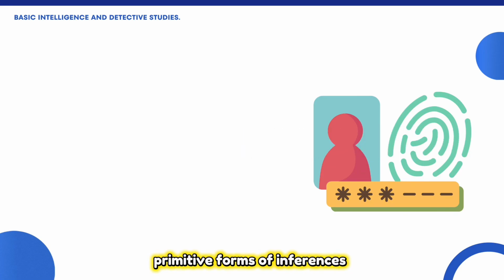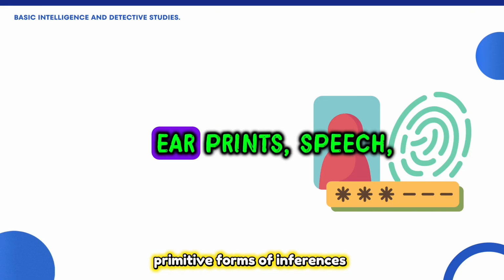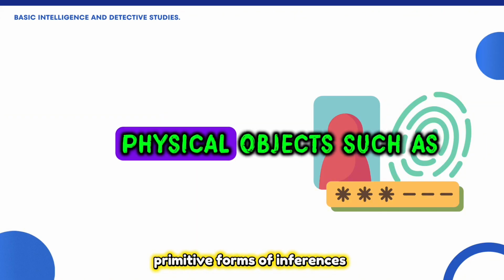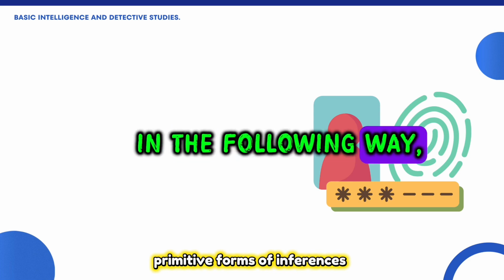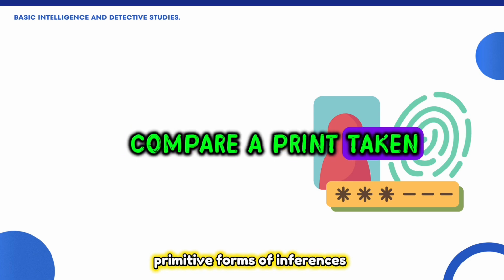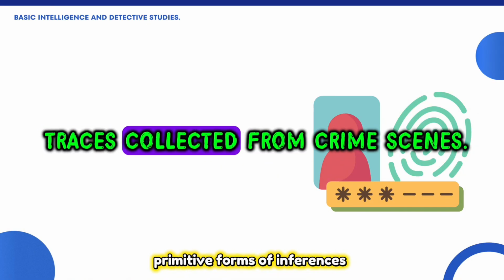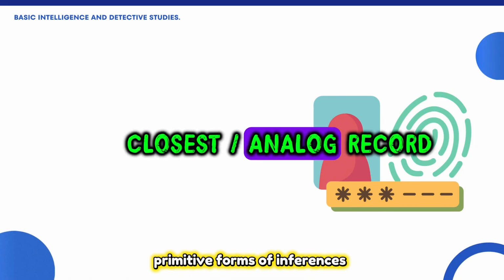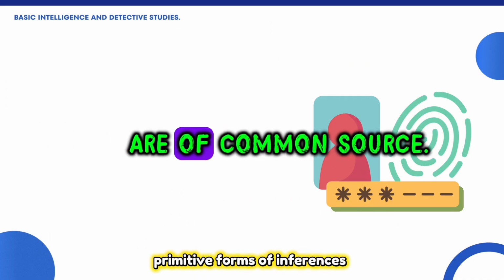source. This pattern can be generalized to integrate, for instance, DNA, ear prints, speech, CCTV images, and also physical objects such as shoes and guns. It can be formulated in the following way. Compare a print taken from a person/physical object with a collection of traces collected from crime scenes. If a similar (closest) analog record is found, then infer that the print and the trace are of common source.